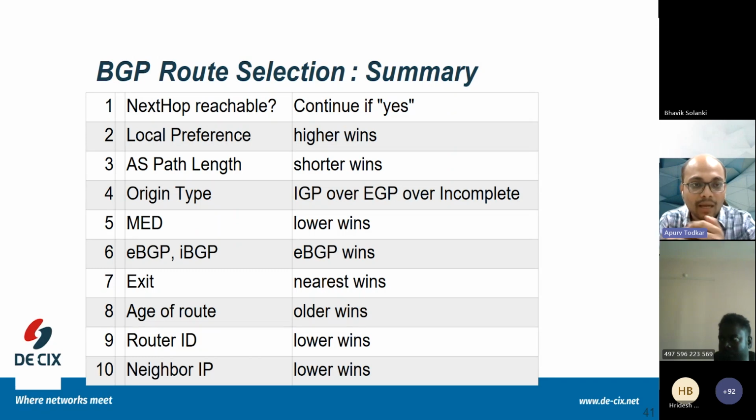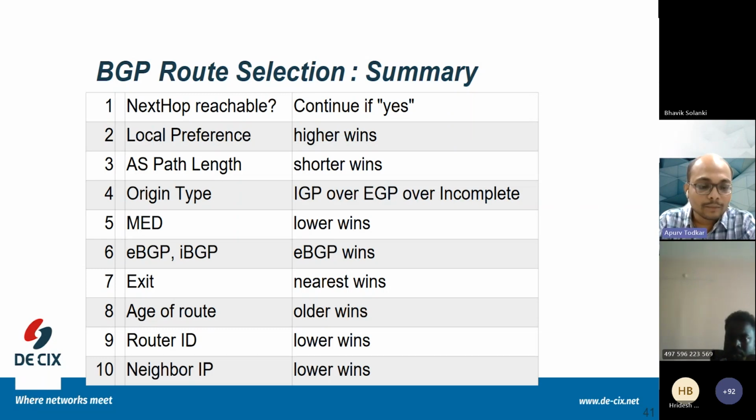Then we have the MED value. MED is used when you want to signal that you prefer a particular path for a particular prefix. A lower MED value is better. And note that MED is only compared between two announcements if the next hop AS is the same.